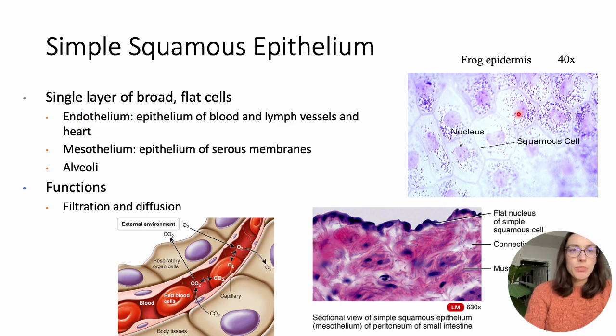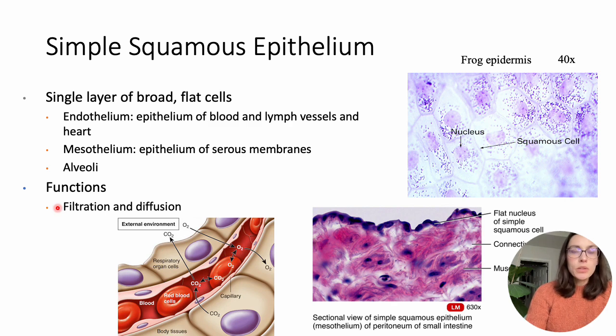You will also find simple squamous epithelial tissue in the serous membranes, and we learned about parietal, visceral serous membrane, the pericardium, peritoneum, etc. And you also find this tissue type, simple squamous epithelium, making up the alveoli, the tiny sacs that take in oxygen and let go of carbon dioxide in your lungs. So the main function of this tissue type is filtration and diffusion.